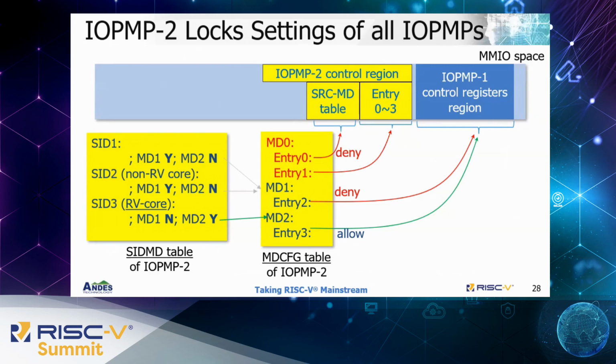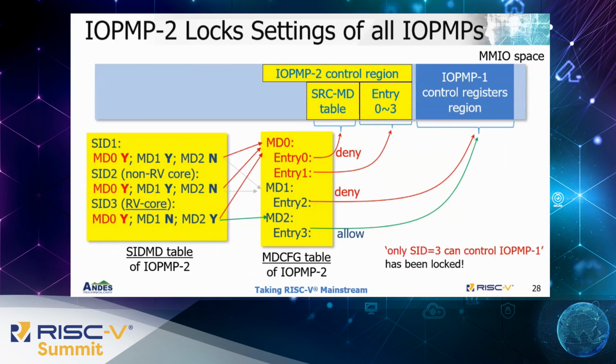Then we should well initialize the SRCMD table, because we won't be able to change it afterward. It includes setting which allows only SID3 to control IOPMP1. After all settings, every SID is associated with MD0. Please note that the bus master that is programming IOPMP2 should be the last one to associate with MD0. This is RISC-V code in this example.